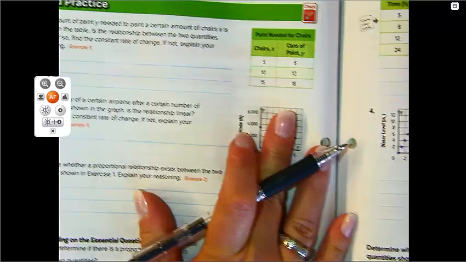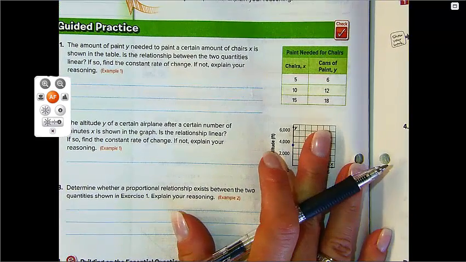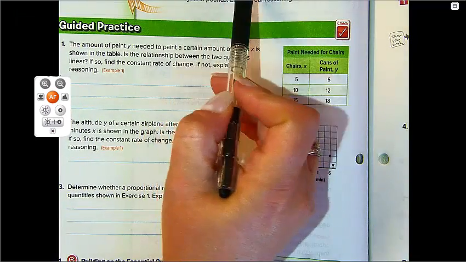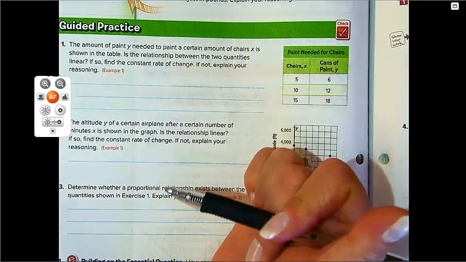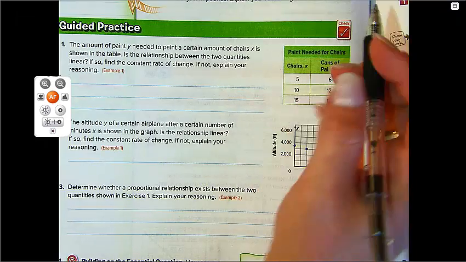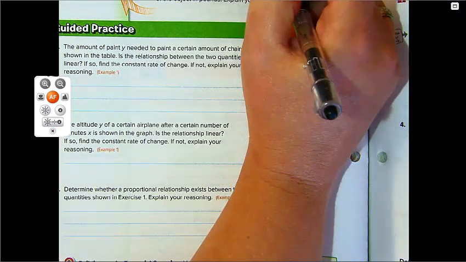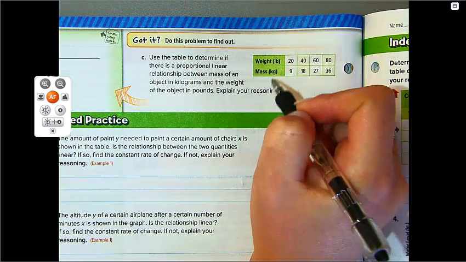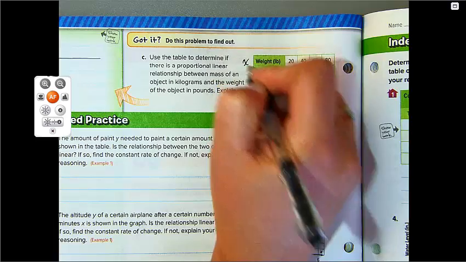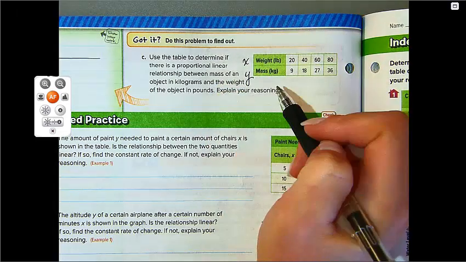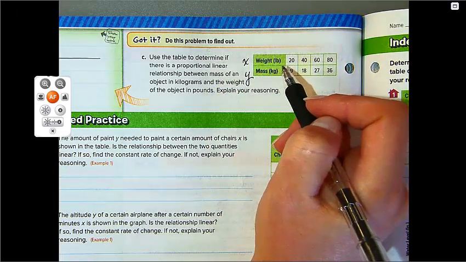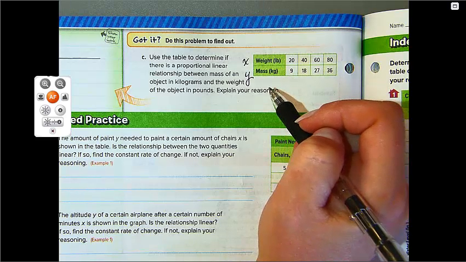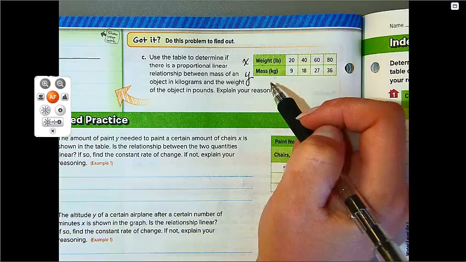Very last one. We're going to use this table, and we're going to decide whether or not it is a constant rate of change. And it says, use the table to determine if there's a proportional linear relationship. Well, we have to see if it changes the same amount each time. So let's look at our x and y. Again, it doesn't tell me which one is x and y, but we already know that the first one's going to be x and the second one's going to be y. So weight is x in pounds and mass in kilograms is y. And it wants to know, is this proportionally linear?